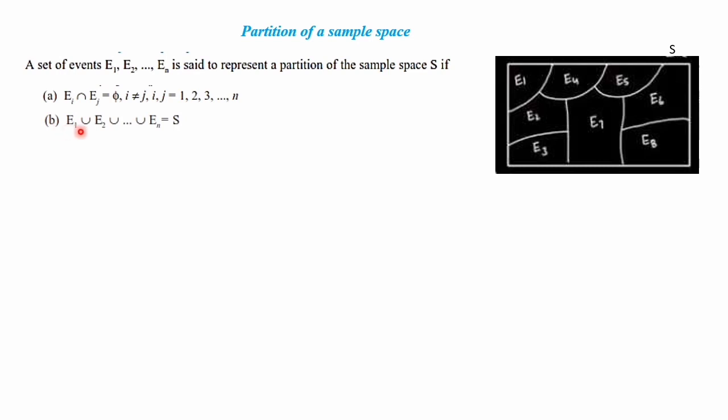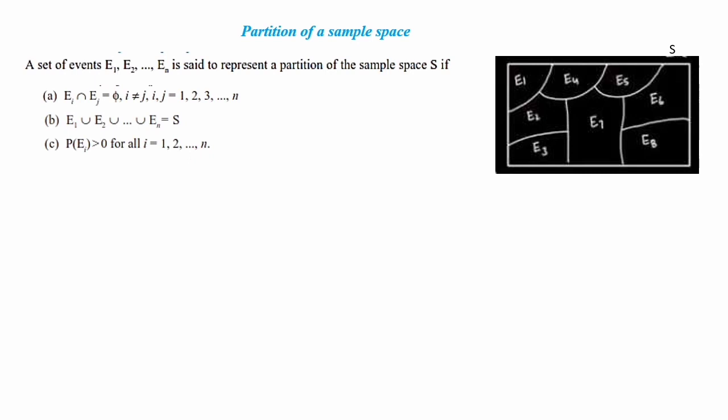Second condition is E1 union E2 union, etc., union En is equal to S. Means if you take the union of these events, you should get the sample space. That is the second condition. Third and final condition is P of Ei greater than 0. When you take the individual probabilities, it should be greater than 0, for all i equal to 1, 2, 3, etc.